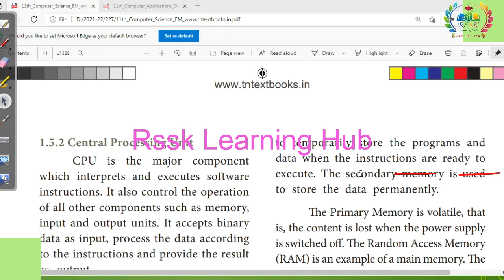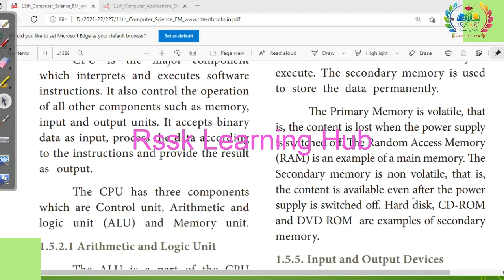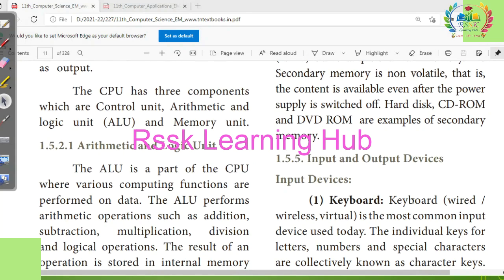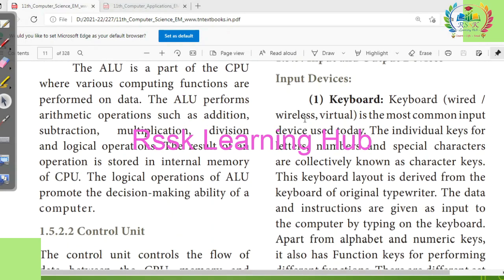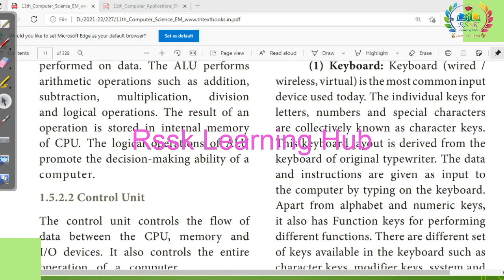Next, coming to the temporary store of the program data when the instructions are ready to execute. Next, coming to the second part is input device, keyboard. It may be wired, wireless or virtual keyboard.